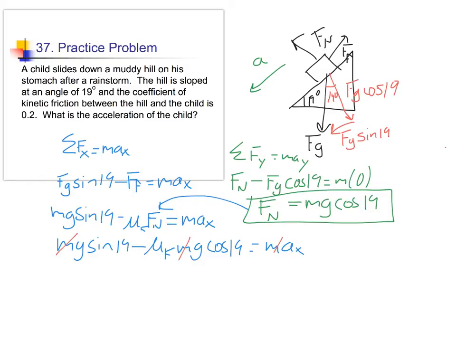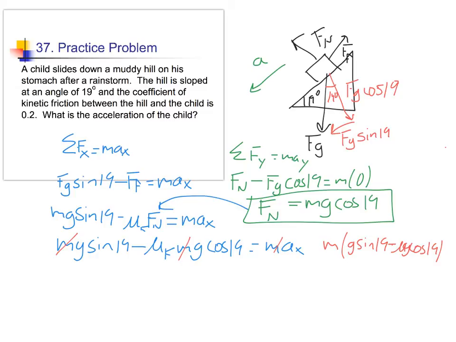How does it cancel? What we're really doing here, mathematically, is factoring out an m. We're saying m times (g sine 19 minus mu g cosine 19), and then dividing out that m. That's why it works. We actually have to have the m in both terms in order to be able to divide it out. We can't cancel the m in this step here. So be careful with that. Mathematically, that's something that throws people off a little bit.